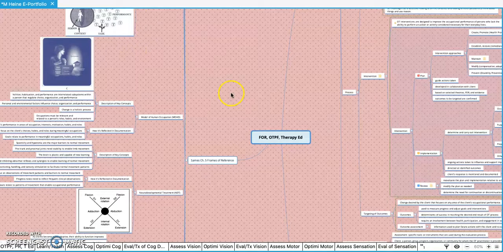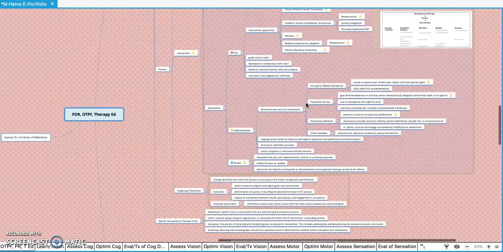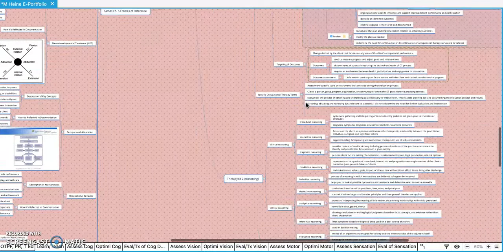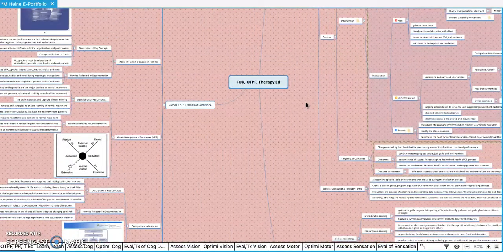So first I started with the frame of reference, OTPF, and clinical reasoning, as this is the foundation of OT. Once I study and learn these concepts to refresh my memory, I will have a better foundation for the rest of the topics that go more in depth.